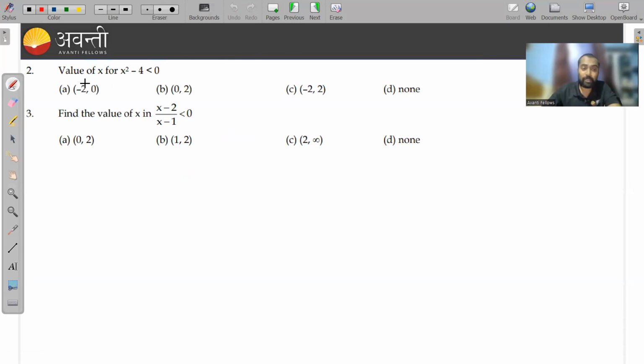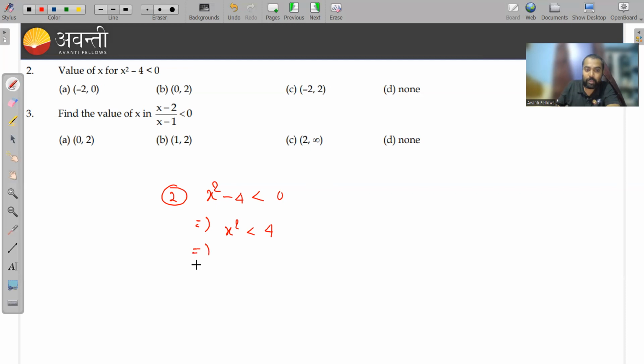In the second question it is asking, find the value of x where x square minus 4 is less than 0, right? This is the solution for question number 2. x square minus 4 is less than 0. If we add 4 on both sides, what are you getting? x square is less than 4. Is it or not? So what is the solution of the inequality x square less than 4?